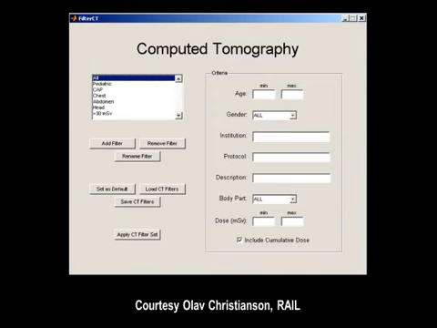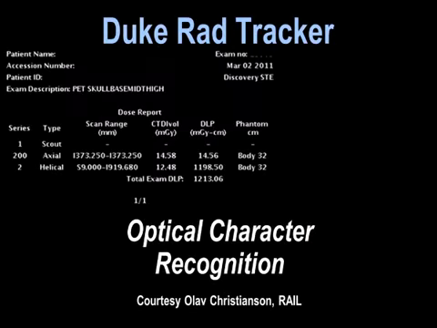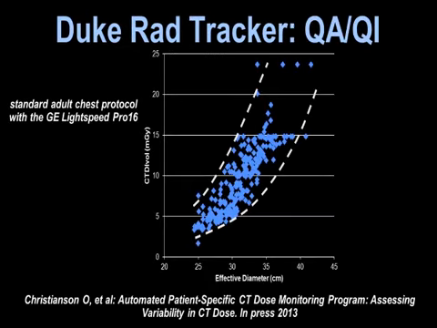This is what we've done at Duke. We have our own dose index registry where every CT scan goes into a separate server, and through optical character recognition, we look at the DLP and the CTDI vol, and we can display information such as this. A number of institutions are doing this. A number of commercial products are available. This is a mandate that we're going to have to do.